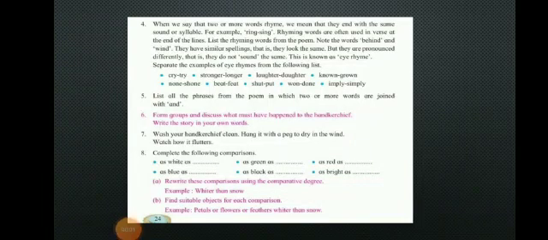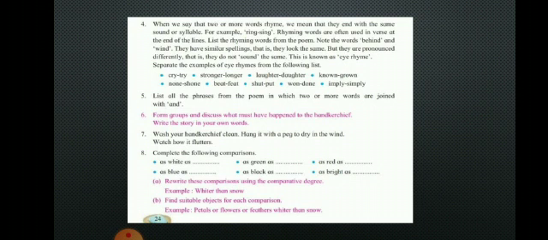Okay, then now let us start with question number 4. When we say that two or more words rhyme, we mean that they end with the same sound or syllable. A syllable means a unit of pronunciation having one vowel sound. For example, in water there are two syllables, in Pharaoh there are three syllables. Okay, children, that is with the same sound or syllable.